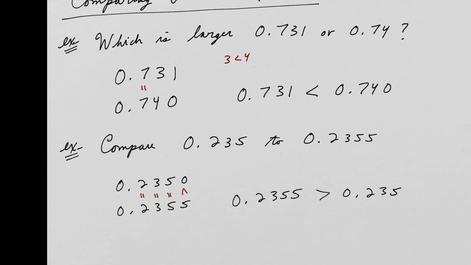I suppose in the previous example, it really did ask which one's larger. So we would say, we could write it this way, or we could say that 0.740 is greater than 0.731. So really this one is the larger one of the two. Okay, so that's all you have to do to compare them. Write them next to one another, line up the place values, and then compare the digit in each place value.